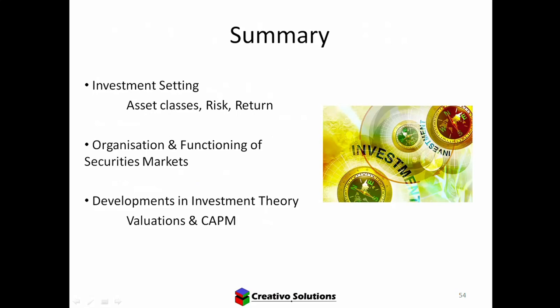The summary is just highlighting the most important points that we've covered in this particular set of notes. We looked at the investment setting, we looked at different asset classes, we spoke about this concept of risk and return. We then looked at how markets are organized and how they function. And then we also looked at developments in investment theory. We looked at valuations, we looked a bit at time value of money, just talking about the different ways that assets can be measured in terms of value. And then we also looked at the capital asset pricing model and how we can use investment theory to make decisions on whether assets are overvalued or undervalued.